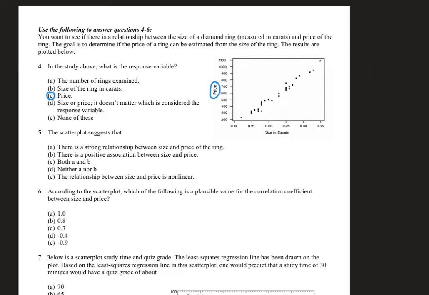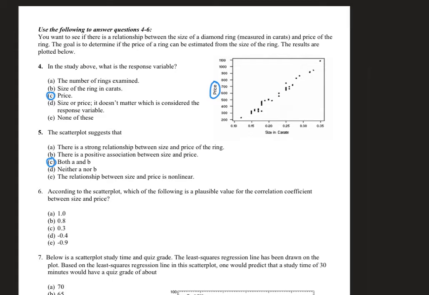Okay, number 5, it says this scatter plot suggests that there's a strong relationship between size and price of the ring. That is true because the points are pretty close together. B says there is a positive association between size and price. That's true because the line is going up, which means that C, both A and B, is correct. This is a linear graph since we can draw a line that kind of fits it.